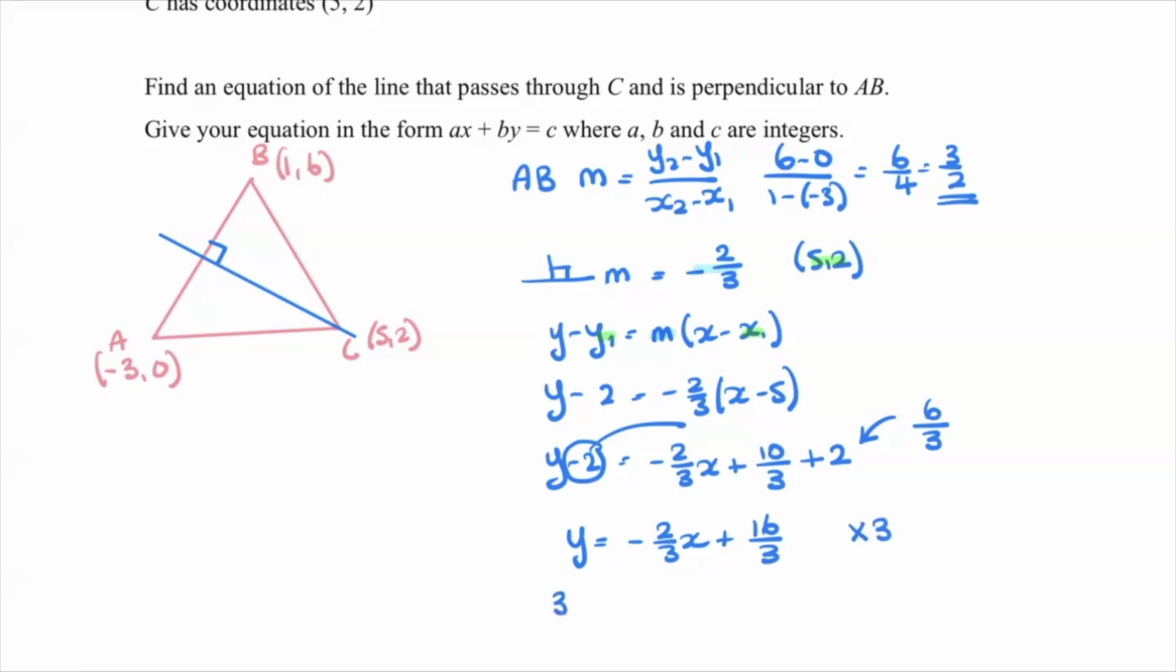It will increase the y by 3, and I will end up with -2x plus 16. I just need to bring the x this side so that it matches the form, and then I am done. So 2x plus 3y is equal to 16. And that is your final answer.